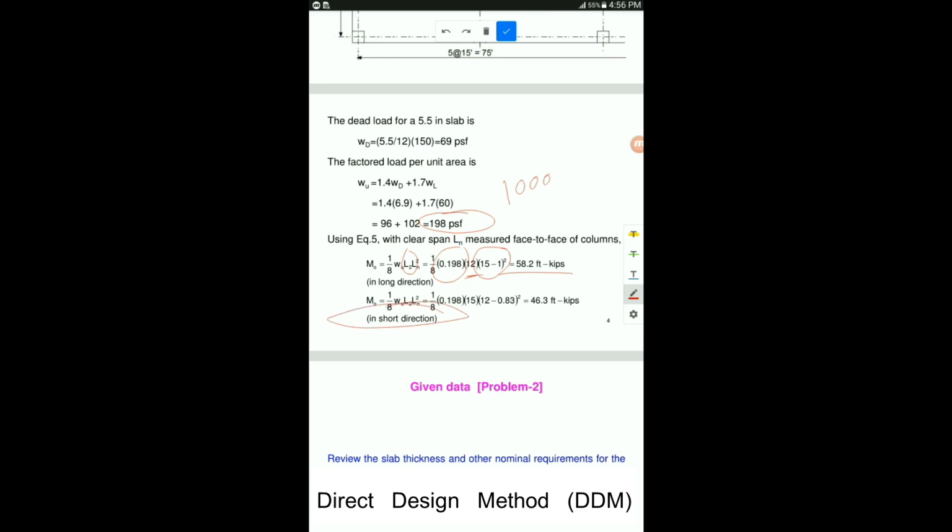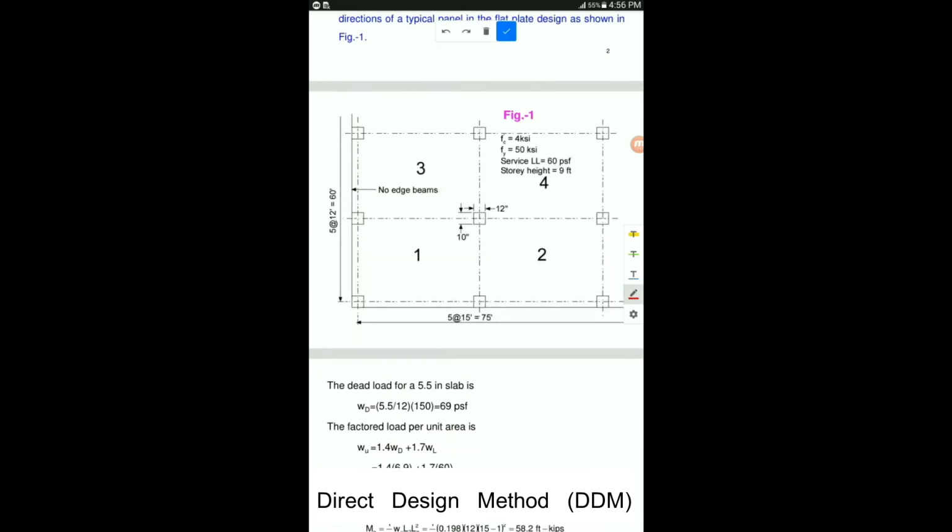Now for the short direction, I'm going to explain again. Because this is the short direction, the equivalent rigid frame would be running like this one. See, this is the equivalent rigid frame. Every dimension in the direction of this equivalent rigid frame will be considered as L1. Like this will be center to center, here will be L1, because the rigid frame is running in this direction. And L2 will be the span perpendicular to the direction of this equivalent rigid frame. So this will be L2 here.